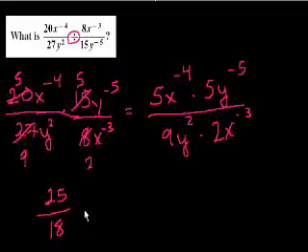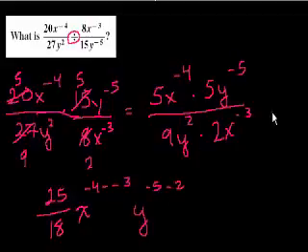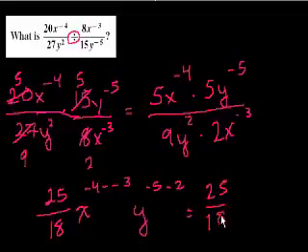Times x, let's do the x. X to the minus 4, right? Minus 4 minus, because we're dividing, minus 3. Minus 3 times y to the minus 5, right? Y to the minus 5 minus 2, because we're dividing by that one. And that is equal to 25 over 18. Let's see, a minus minus, so that becomes a plus. Minus 4 plus 3, x to the negative 1, and then minus 5 minus 2, y to the minus 7.